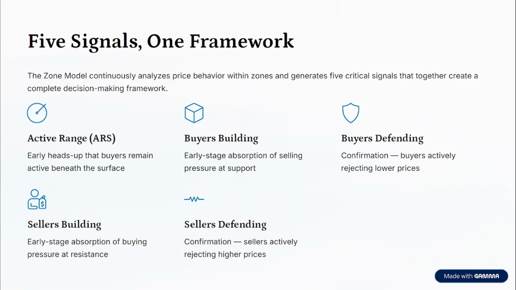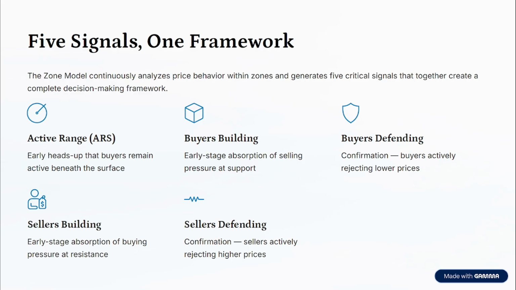There are five signals and one framework with this. The zone model continuously analyzes price behavior within zones and generates five critical signals that together create a complete decision-making framework. The first signal is our latest development. It's called active range, commonly referred to in our chat room as ARS. It provides an early heads-up alert that signals when buyers remain active beneath the surface.